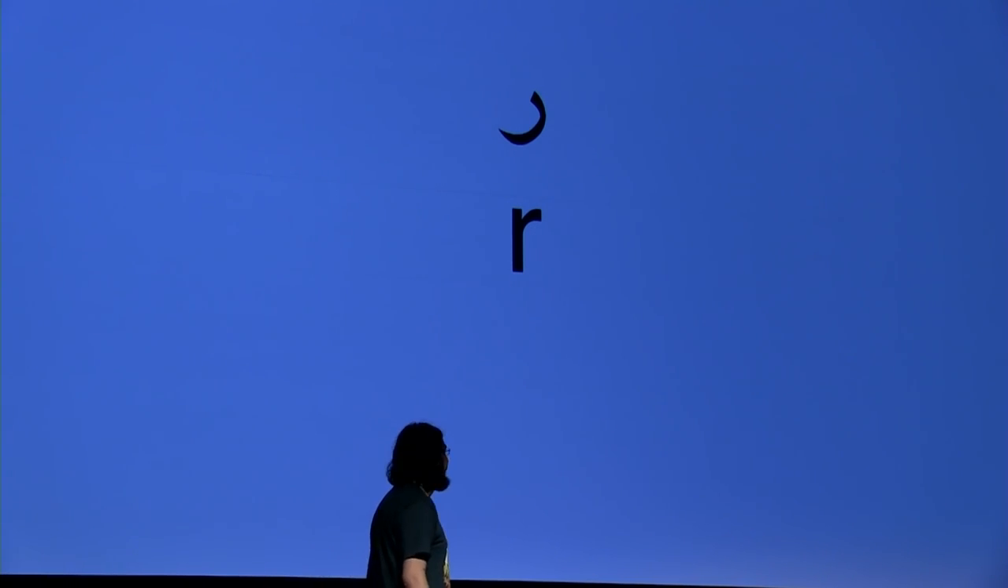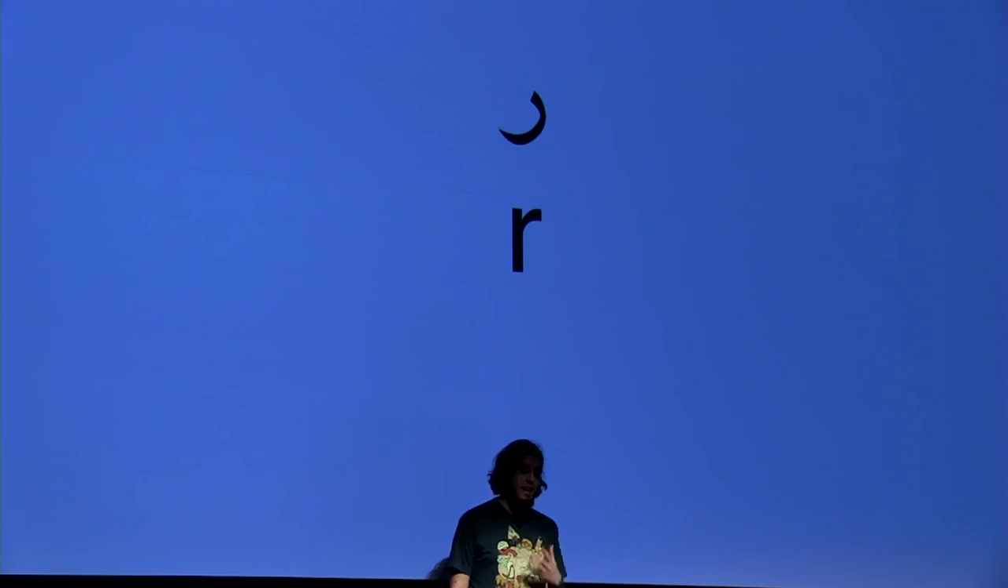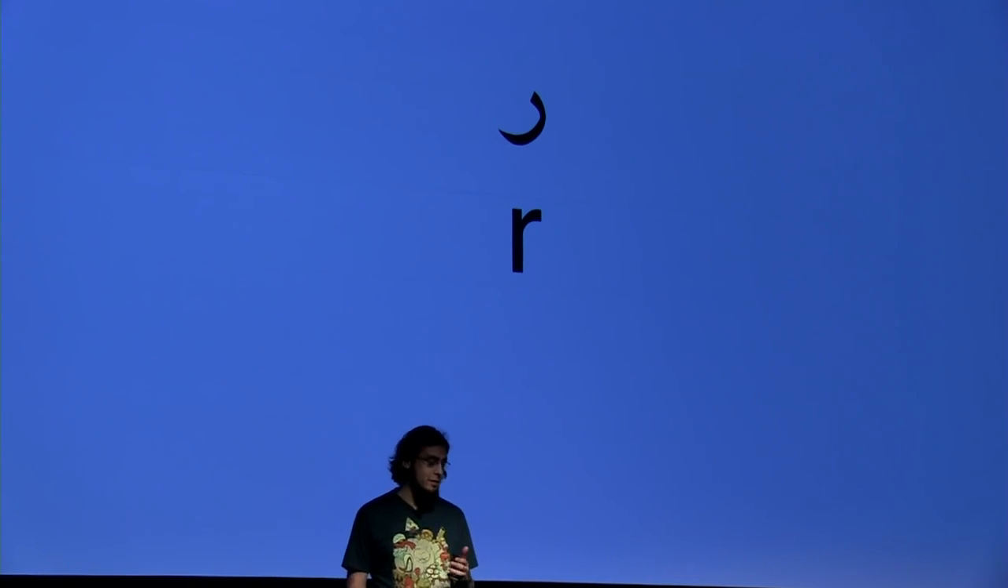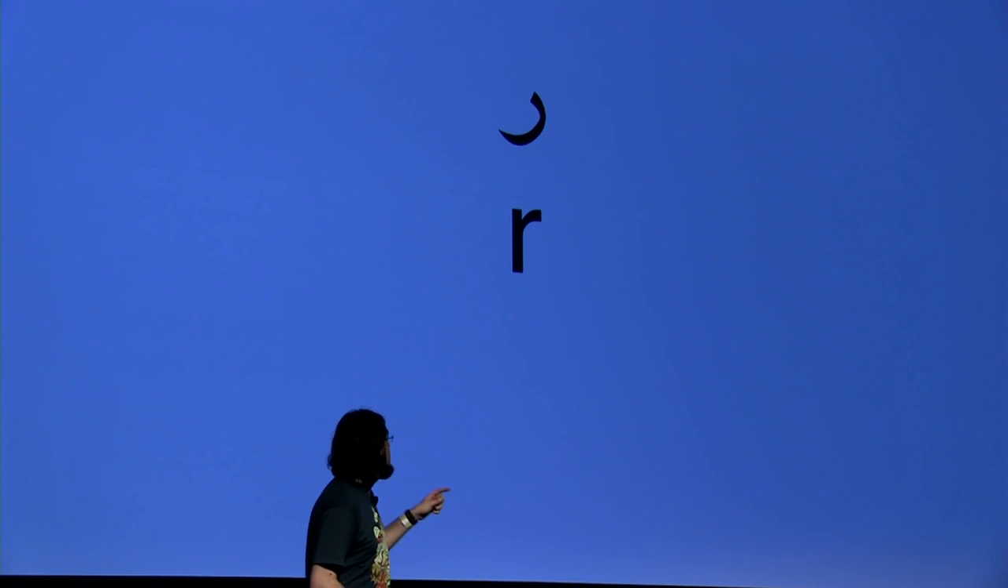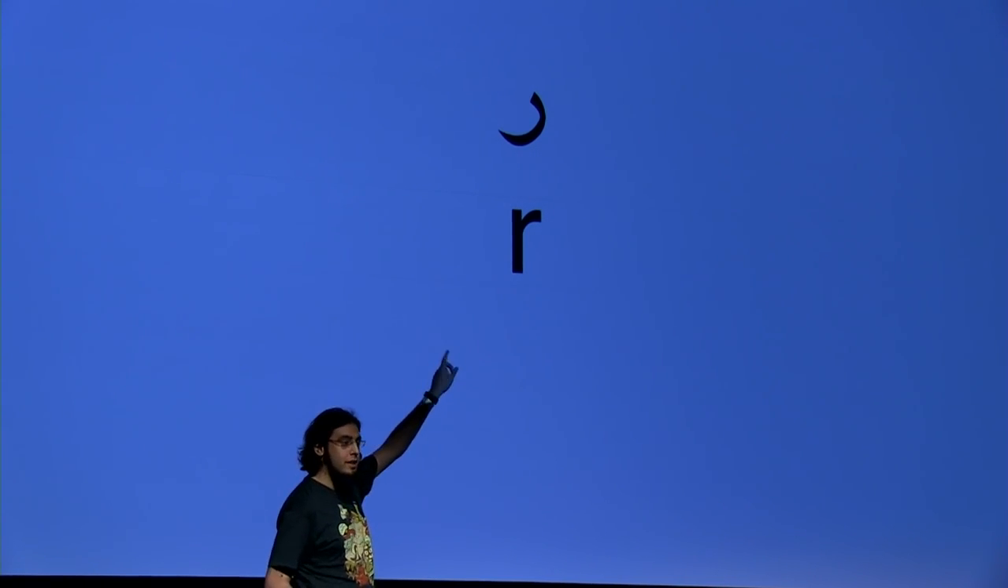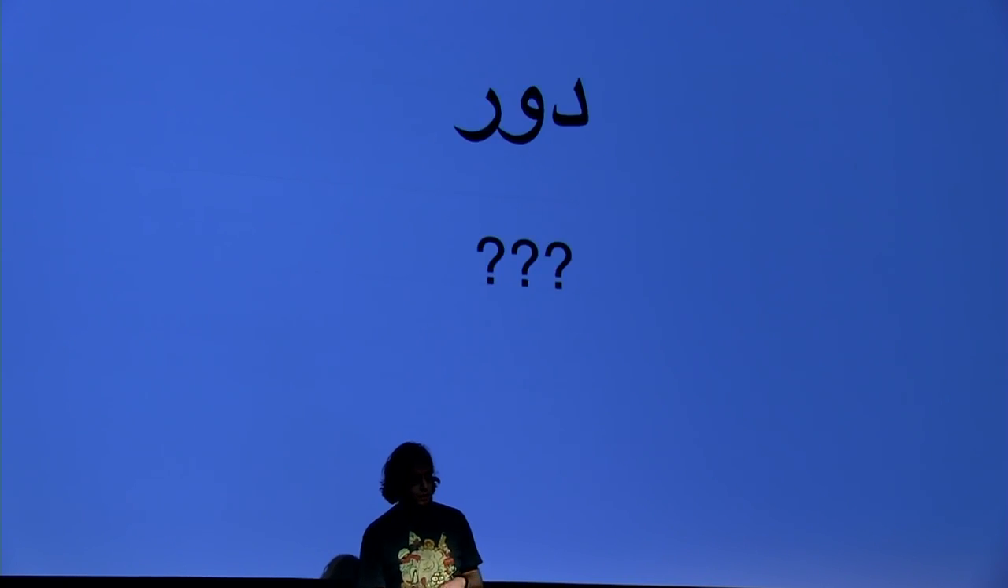All right. So this is the re. It's pronounced as the R. It looks very similar to the del, the previous letter, but you'll note that the del was flat at the bottom, and the re actually extends under the baseline. Okay? So let's try this.